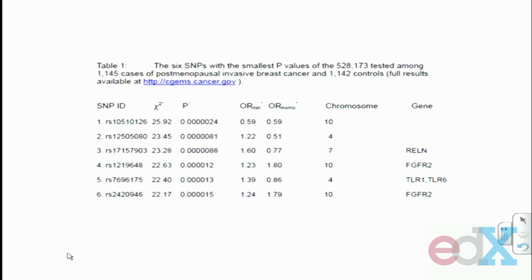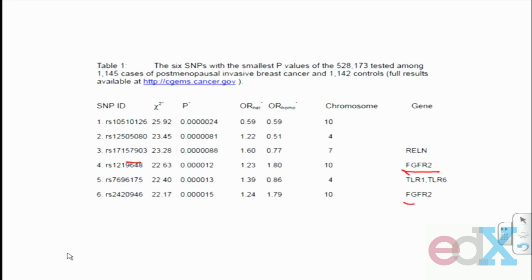Here's a chi-square. Here's a p-value. As you can see, there's an impressive number of zeros in front of the digits here. An odds ratio for heterozygotes, so the odds ratio for people who've inherited one copy of the variant allele. An odds ratio for homozygotes, so people who've inherited 2 copies of the variant allele. And sometimes these variants come in the neighborhood of a gene.